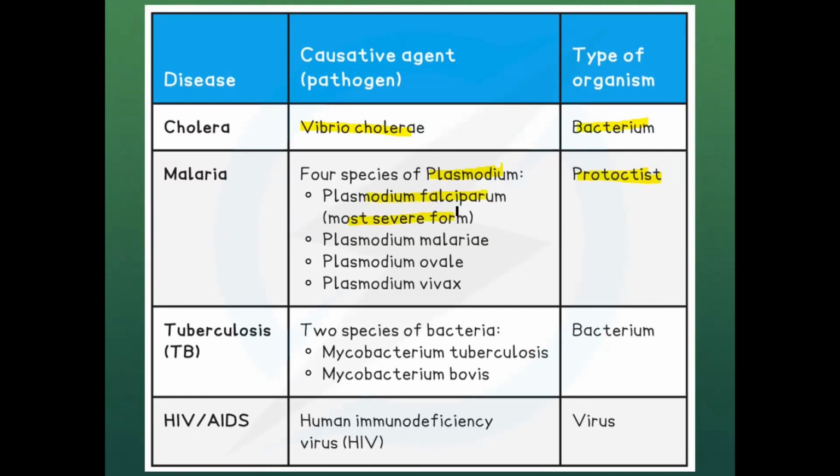There are other forms of malaria as well, Plasmodium malariae, Plasmodium ovale, Plasmodium vivax, but Plasmodium falciparum is the one which actually is the more prevalent, right? And this protoctist is a eukaryote, right? Then tuberculosis is also a bacterial disease, and the causative organism is Mycobacterium tuberculosis, right? So Mycobacterium tuberculosis.